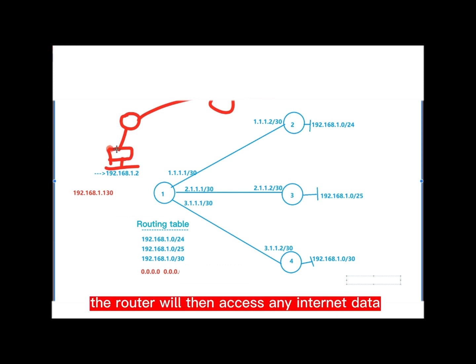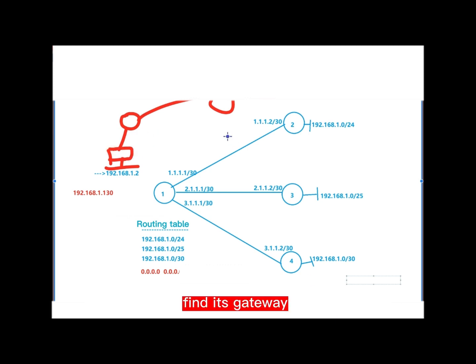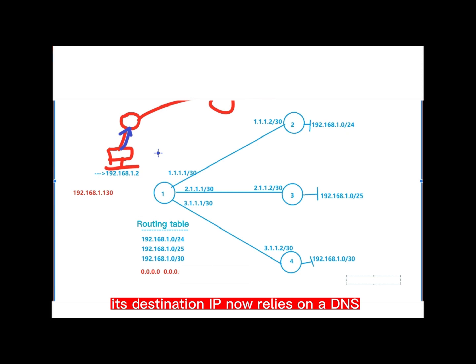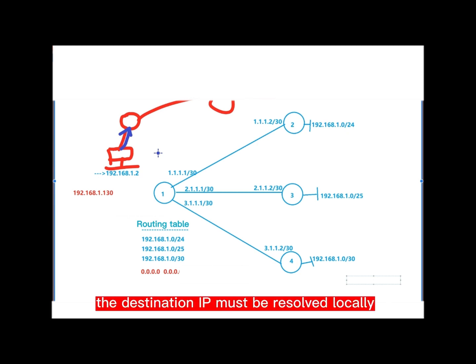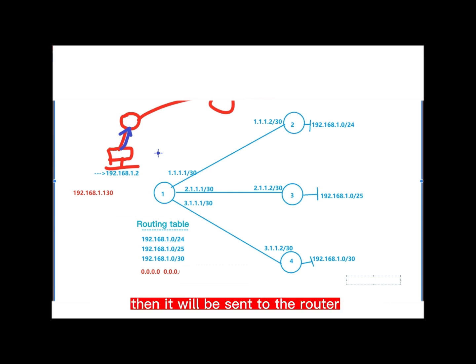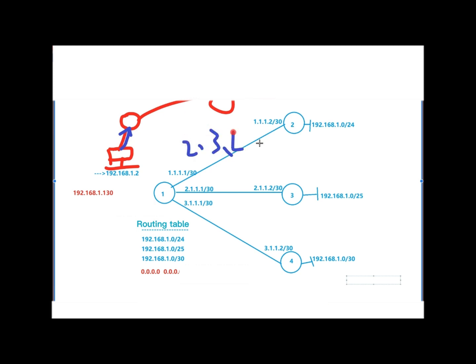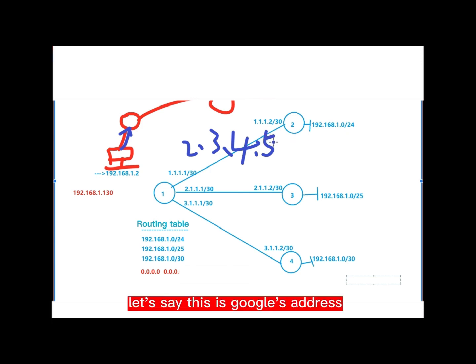The PC accessing any internet data will find its gateway, because it must cross the network segment. The data arrives at the gateway here. Its destination IP now relies on DNS; the destination IP must be resolved locally. Then it will be sent to the router. For example, data is now going to 2.3.4.5. Let's say this is Google's address.